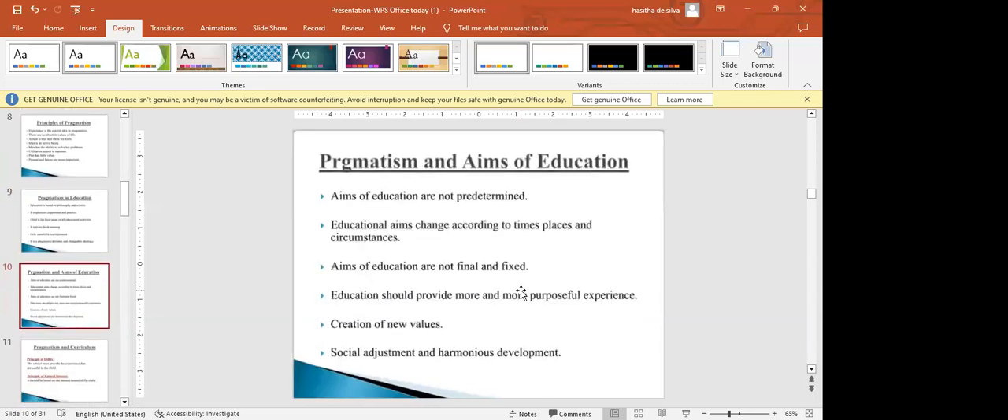The next slide, which I quickly went through, is pragmatism and aims of education. Aims of education are not predetermined. Educational aims change according to times, places, and circumstances. Aims of education are not final and fixed. Education should provide more and more purposeful experience, and creation of new values, social adjustment, and harmonious development are essential. So those are pragmatism and the aims of education.